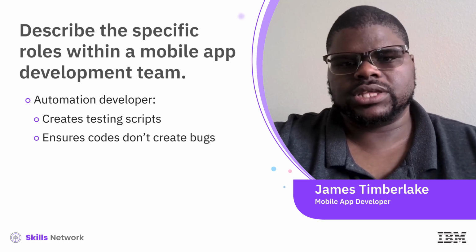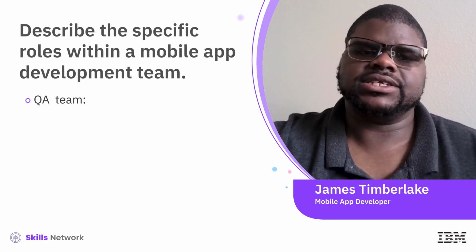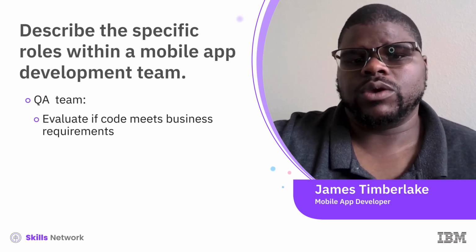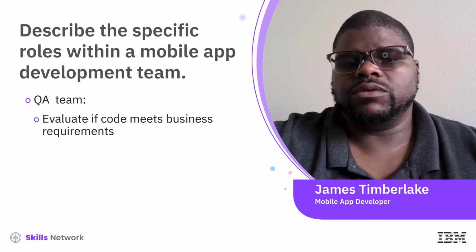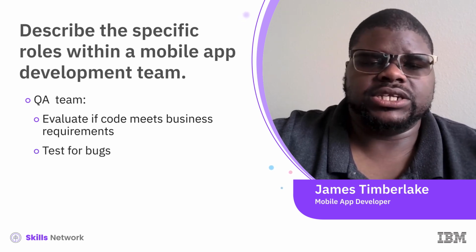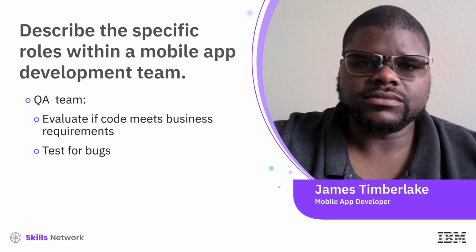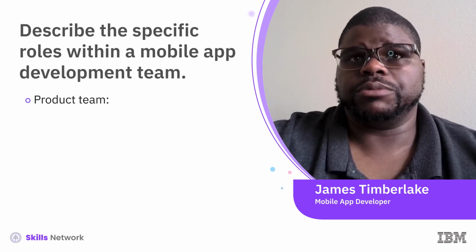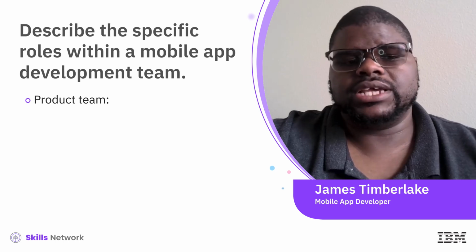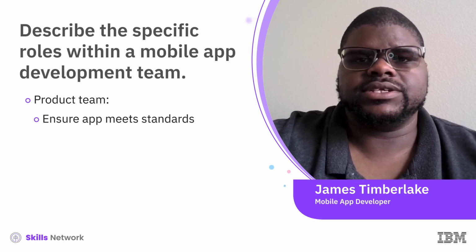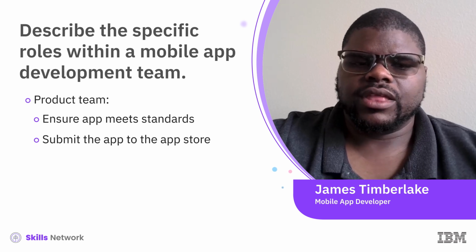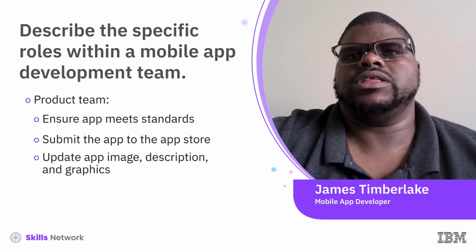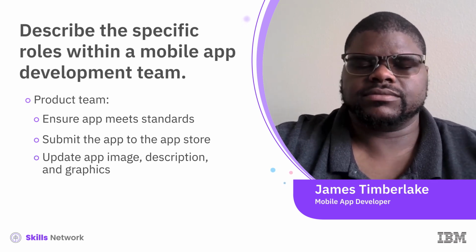And then once those pass, they're sent to the QA team, which will evaluate whether or not your code meets the business requirements of the app. They will also test for any bugs that the automation engineer might have missed. Finally, the app is sent to the product team, where they test the app once again to make sure it meets all the necessary standards, and then work to submit it into the App Store. They'll also update the App Store with images, descriptions, and graphics.